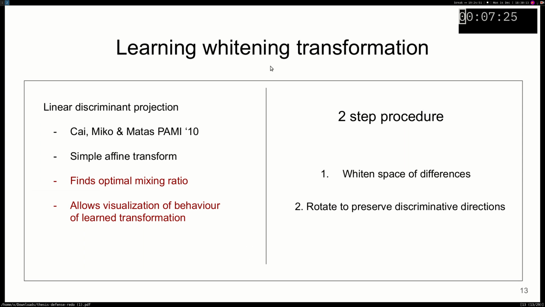So we use a simple whitening transform called a linear discriminant projection, which was introduced by Cai, Mikolajczyk and Matas in PAMI 2010, which basically consists of a simple affine transform. The supervision is in the form of similar pairs, and this automatically finds an optimal mixing ratio and allows us to visualize the behavior of this learned transformation. It's carried out in two steps. One is to whiten the space of differences, and the second is to rotate to preserve the discriminative directions of this whitened space.